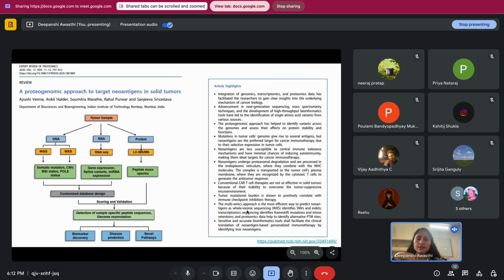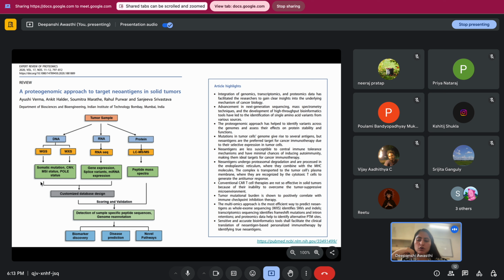Then there is another review in which they talk about solid tumors and how we can identify the neoantigens. Neoantigens are proteins which are expressed in the tumors. In other words, when normal proteins get mutated and expressed in tumors, they are referred to as neoantigens. It is easy to target neoantigens because they are different from the self proteins. So if we target those neoantigens, then autoimmune disorders could be prevented. This paper is about that, and you can go through it.